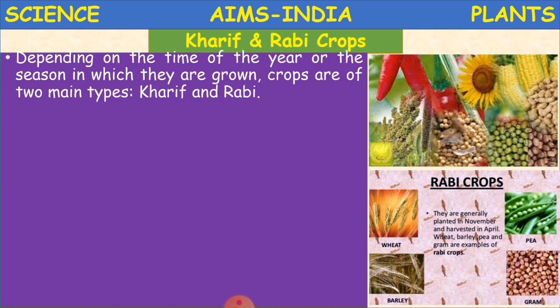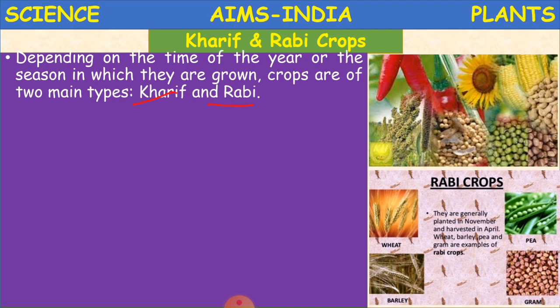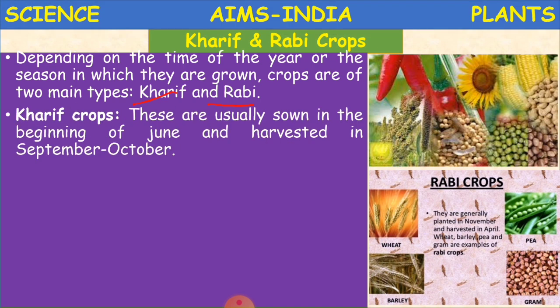Here we have two types of crops. One is Kharif and the other one is Rabi. Depending on the time of the year or the season in which they are grown, crops are of two main types, as we said, Kharif and Rabi. Time in the sense of which month of the year and which season the crop is grown in. So the crops are divided mainly into two types: Kharif and Rabi.